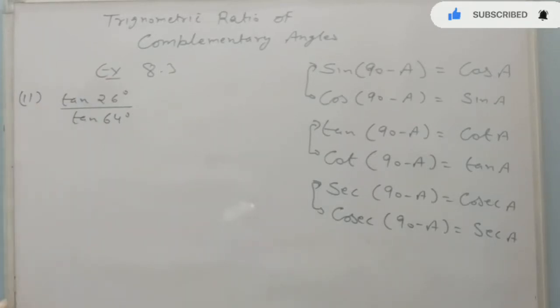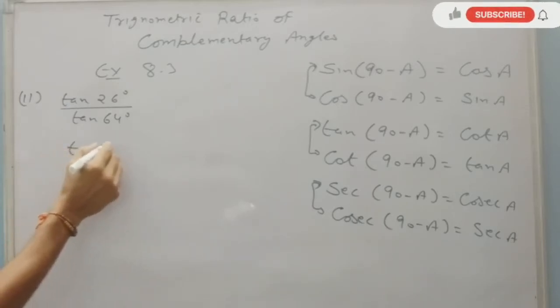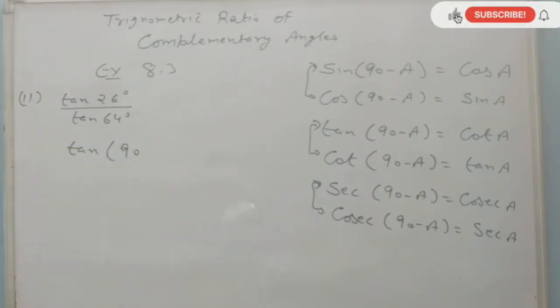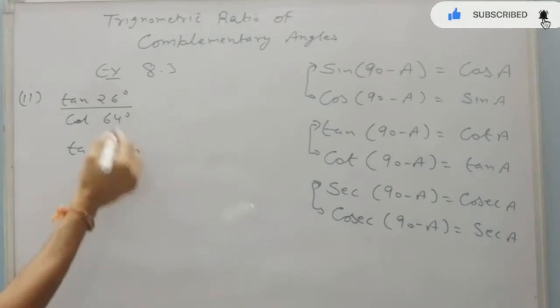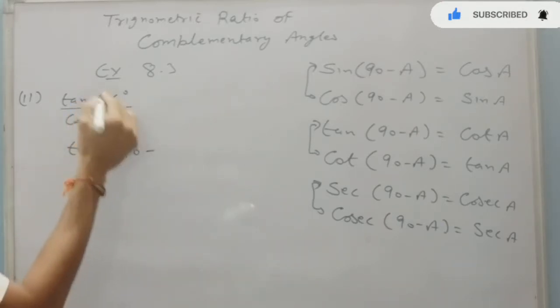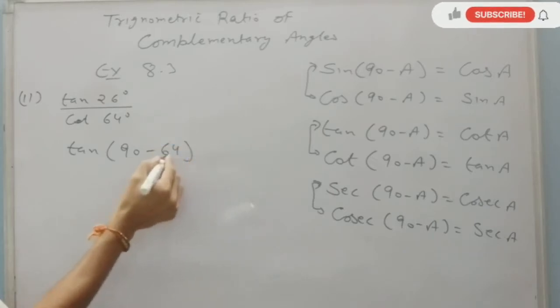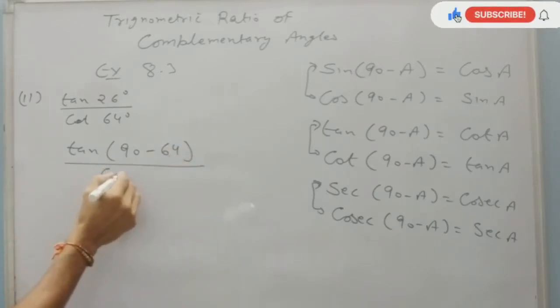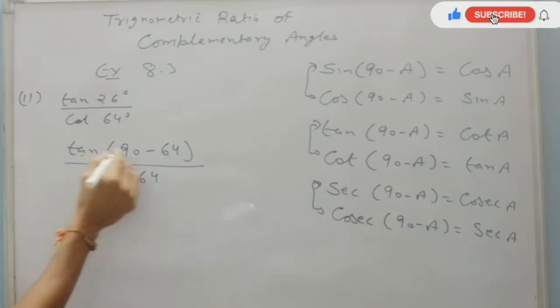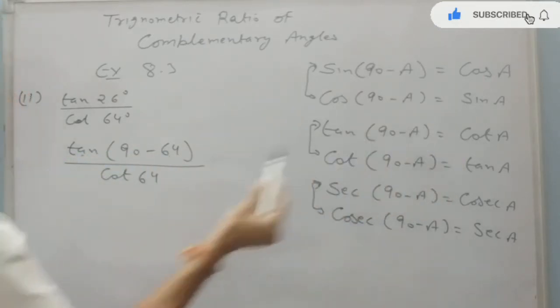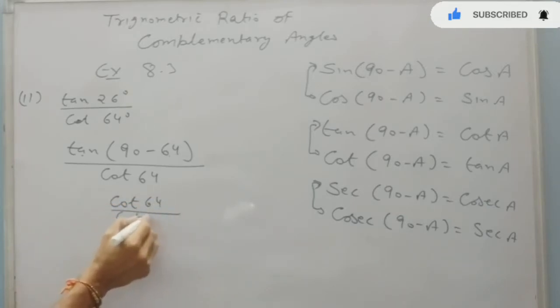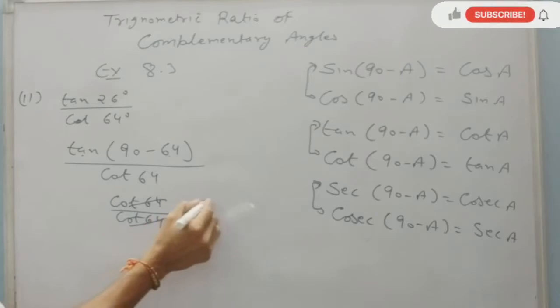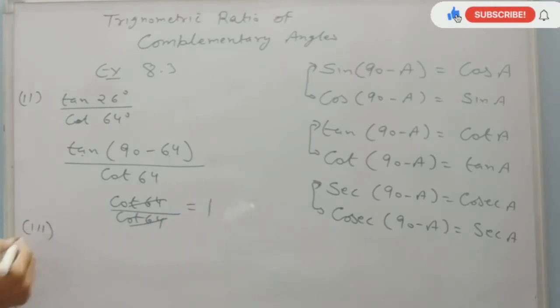Now the second part, again the same process. Tan 90... sorry, in the question there is tan again. I can write 90 minus what to get 26? That gives 64. Now because there is 64, I will not change the denominator. Tan of 90 minus A is cot A, so on top I get cot 64, and below also cot 64. Cancel out, answer 1.